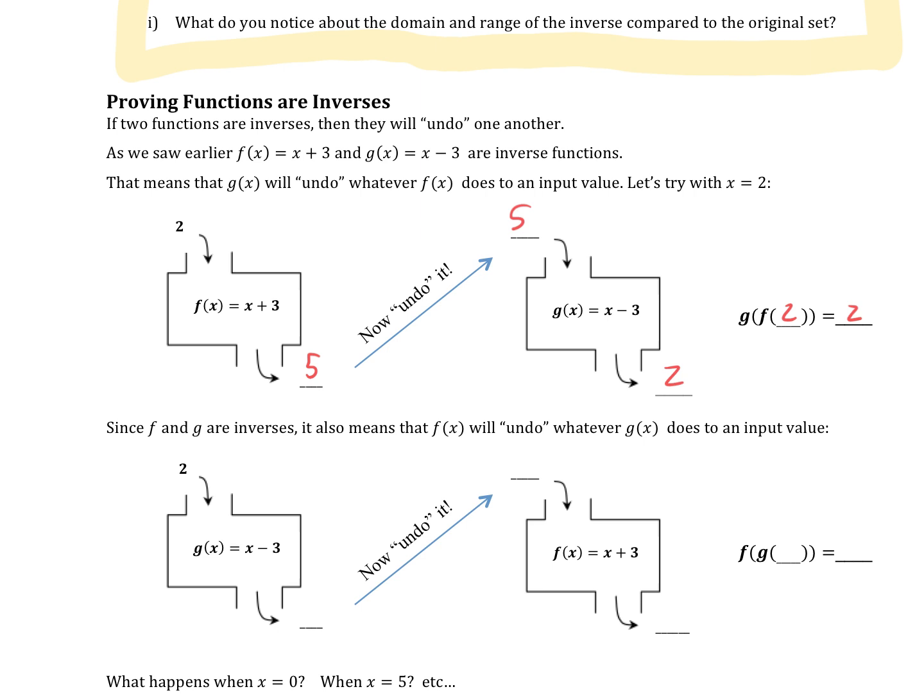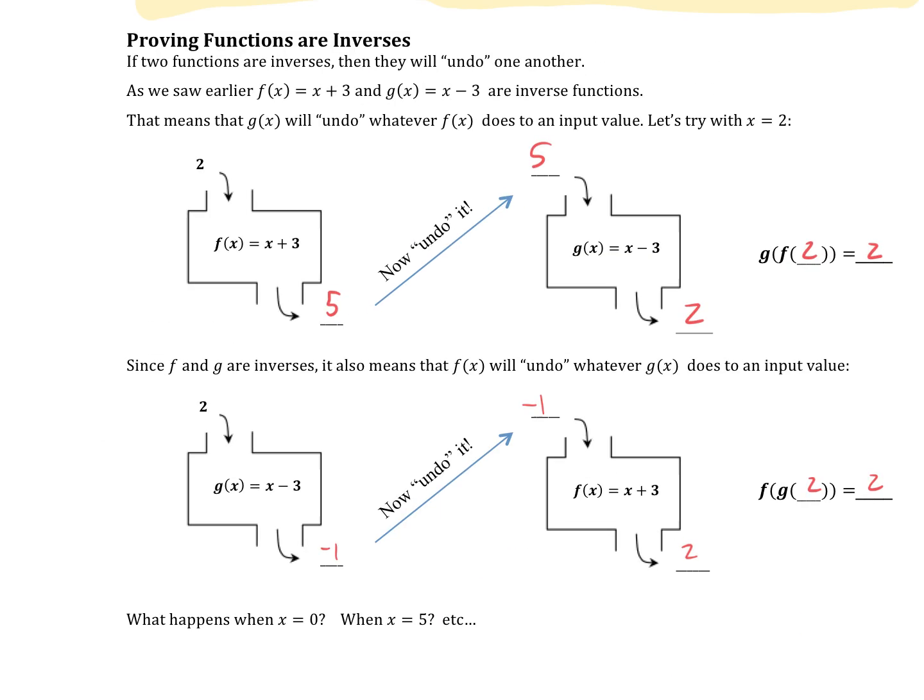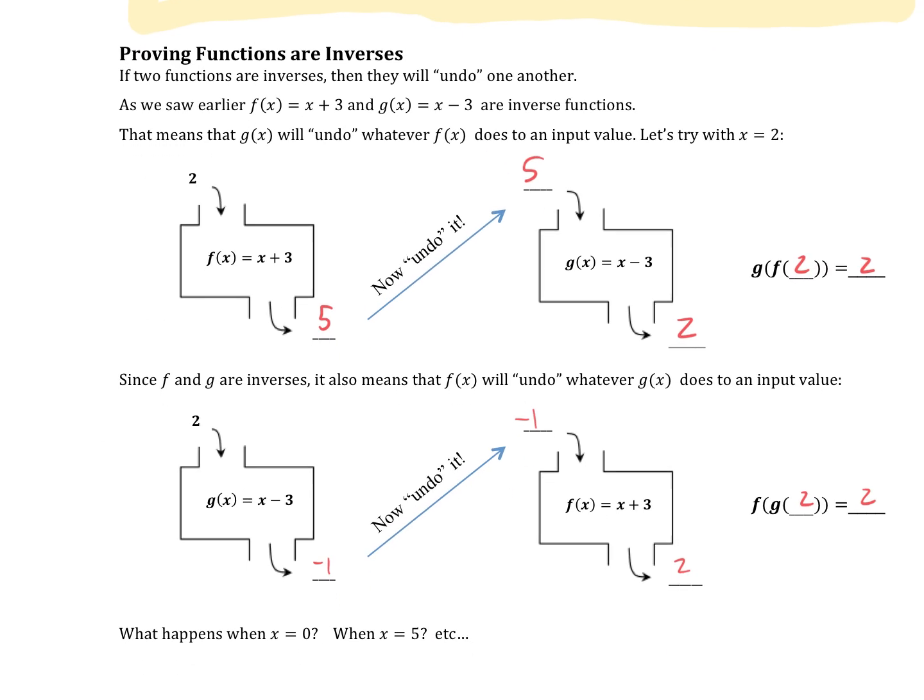Put 2 into the x minus 3 function, you get negative 1. Put negative 1 into the x plus 3 function, lo and behold, you get 2. So f of g of 2 is also 2. That's that. So we've just proven that it is an inverse when you start with 2.